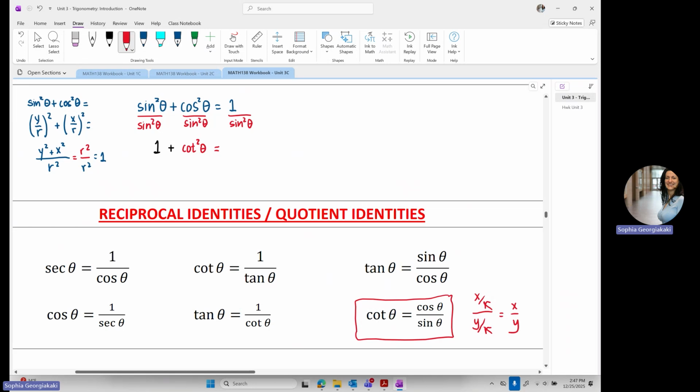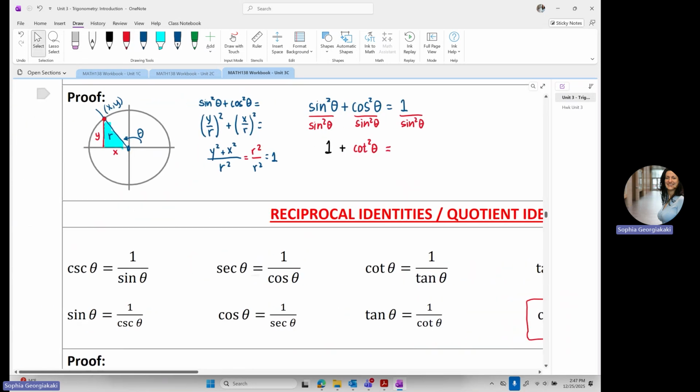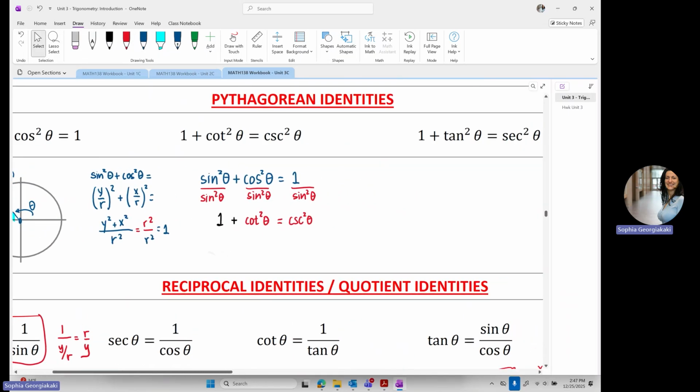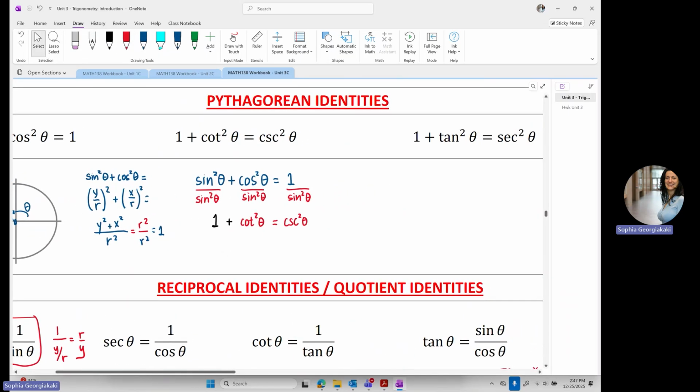And then 1 over sine squared theta equals the cosecant squared theta. And why is that true? Because the sine theta is y divided by r, and the reciprocal of y divided by r is r divided by y, which is the definition of the cosecant. So that is cosecant squared of theta. And that proves the other Pythagorean identity.